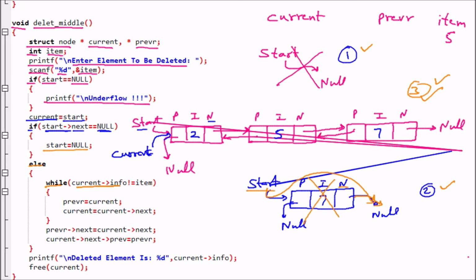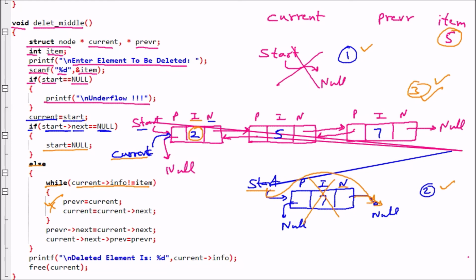While current info not equal to item. So current info is 2. Is 2 equal to item 5? No, that is not equal. So what will happen? This part will not run. Here, what will happen in that case? So this part will run because this is not null.